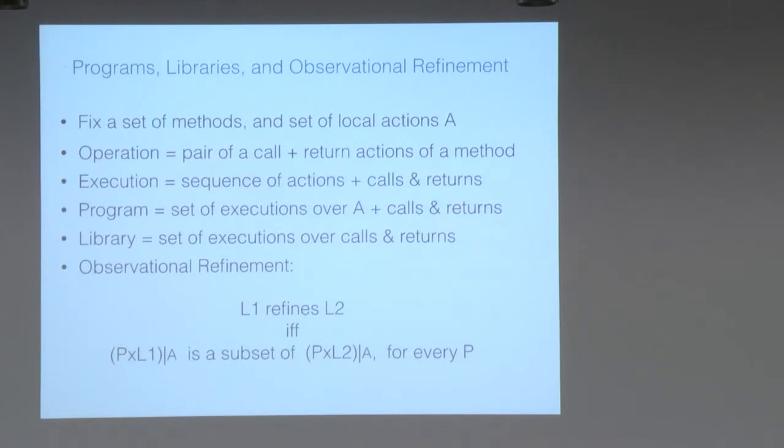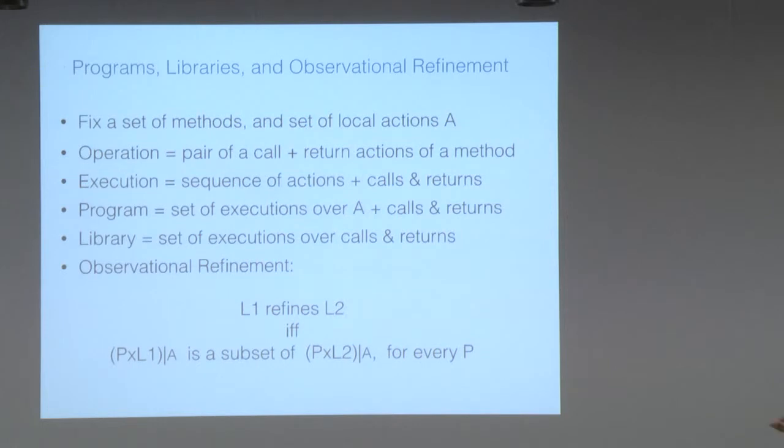An execution is simply a sequence of such actions. You can have actions of the program, which are internal, or it can call the library and get some return value. A program is then a set of such executions, and the library is a set of executions over only calls and returns. The library has this interface, and you see only calls and returns.